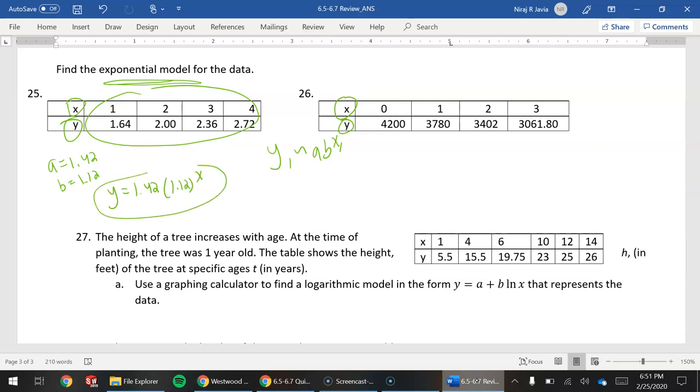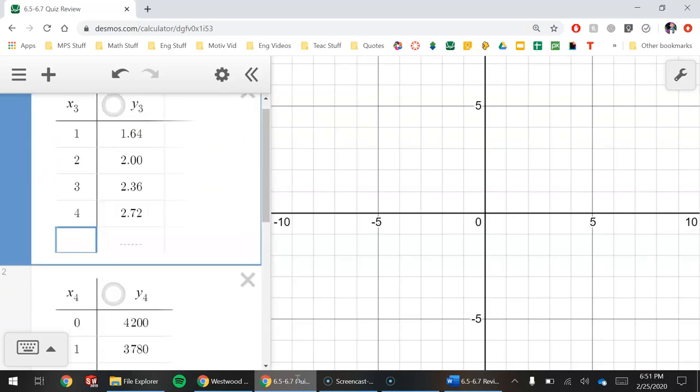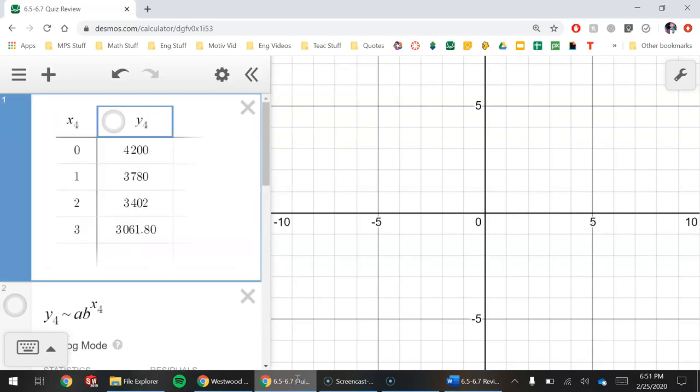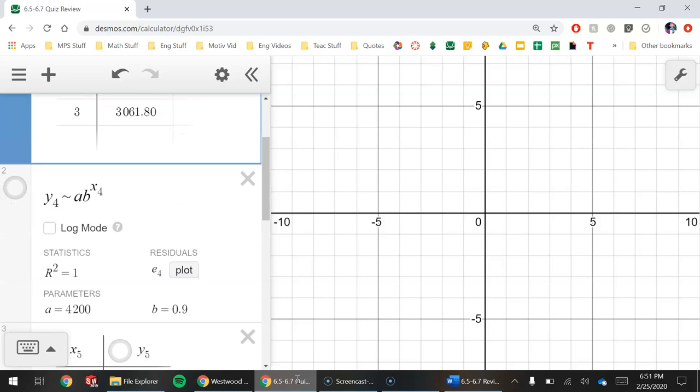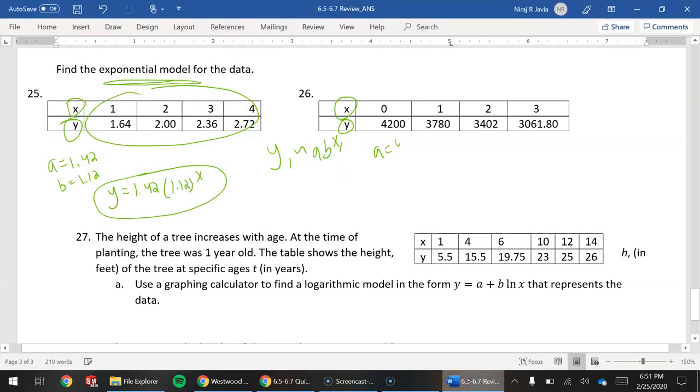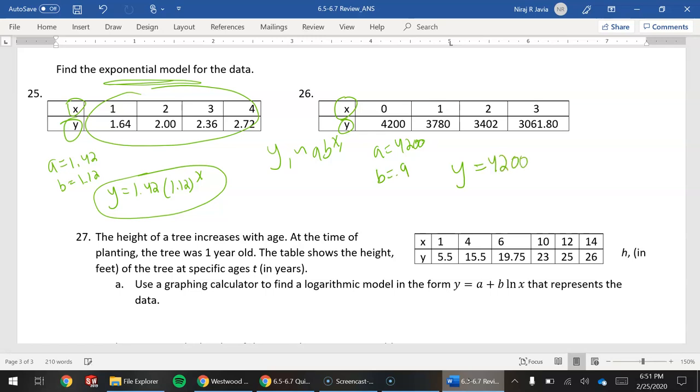Yes, these parentheses are very necessary, because if you don't have them, that means you're going to multiply these two together and then raise it to the x. Super wrong. These are exponentials, so you want to make sure that only one of those is to the x power. Number 26 is probably the same way, but you might have guessed with the trend we have now, this is actually going to be my x4 and y4. So here they are, y4, x4. a is 4200, b is 0.9, so plug it into the formula, and the formula is in the question above, 0.9 to the x.